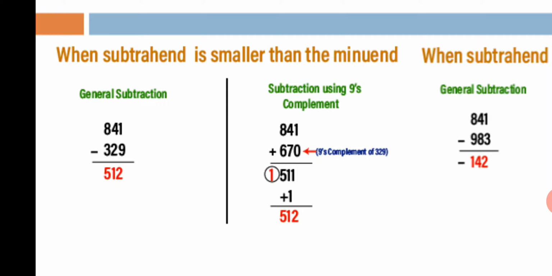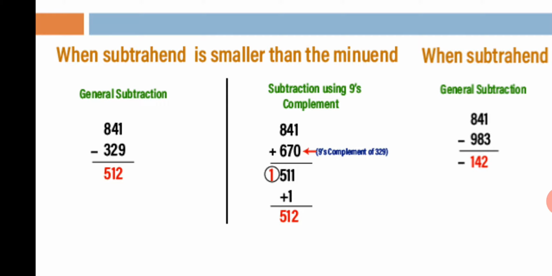Instead of saying 670, it is better to say 670. Did you understand how they have converted, how they have got 9's complement? This is how you go for 9's complement. How to get 9's complement? You are taking each and every position separately and you are subtracting that position from 9. Understood? 329, how did they get 670?